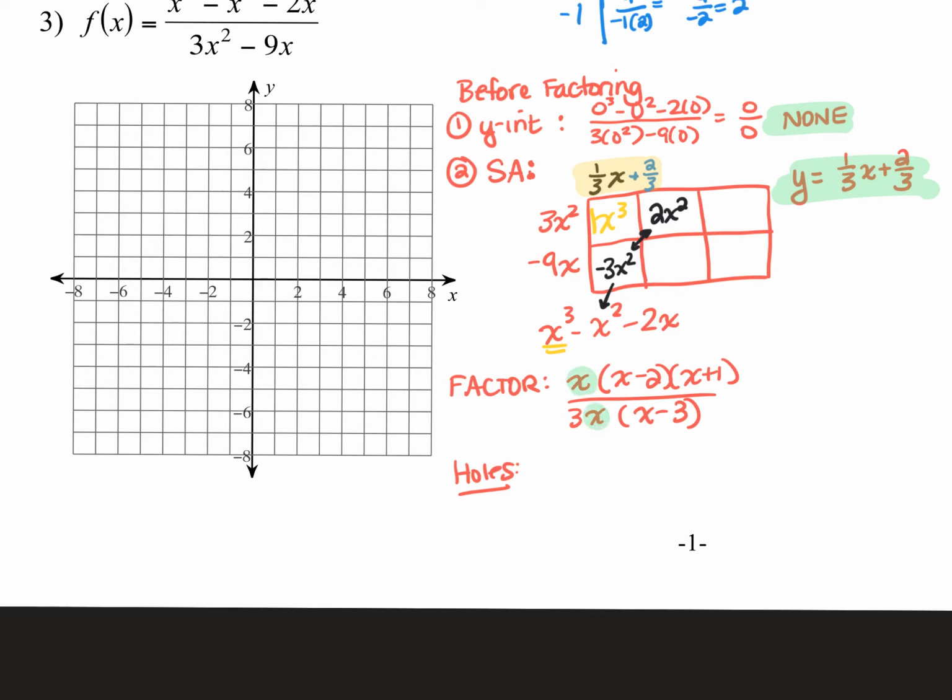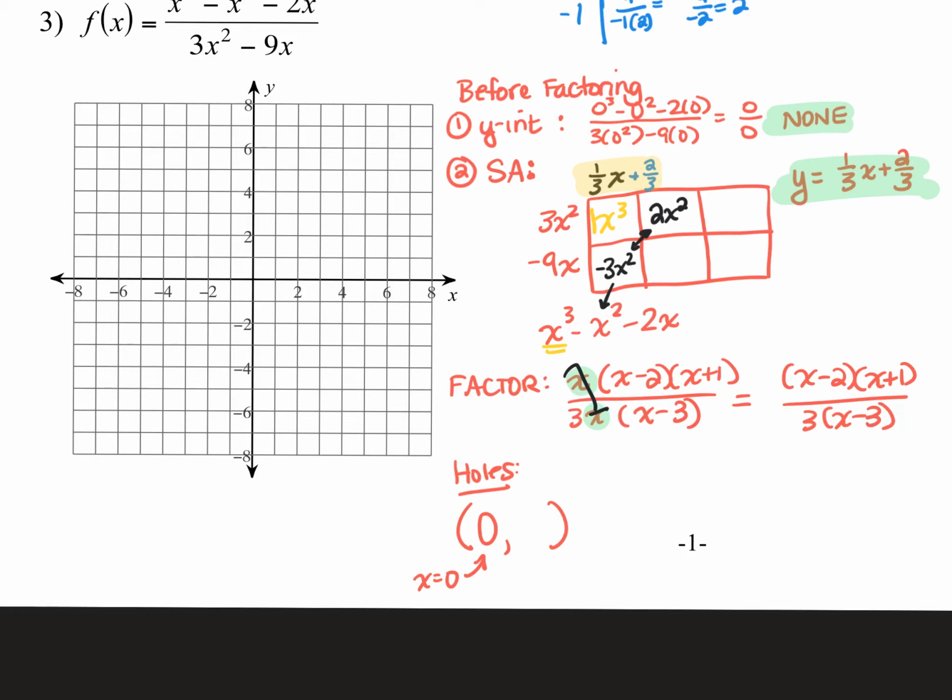So I ask myself, what would make x be 0? And that's going to be the x coordinate of the hole, and that's just when x is 0. So 0, and that again comes from when x is 0. That's the x coordinate of the hole. Then I go ahead and I reduce that fraction. So I rewrite my factored form after it's been reduced. And I plug 0 into that.